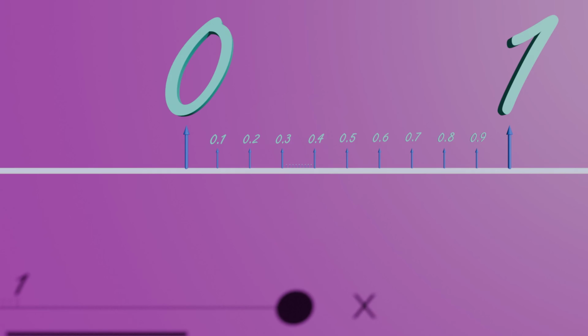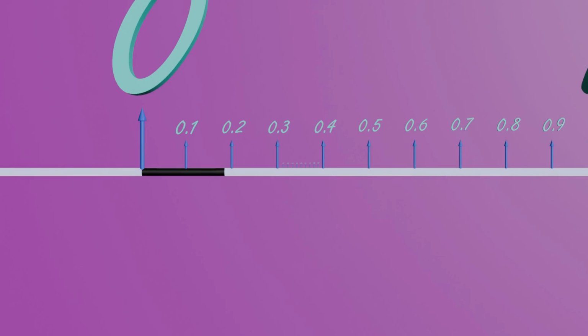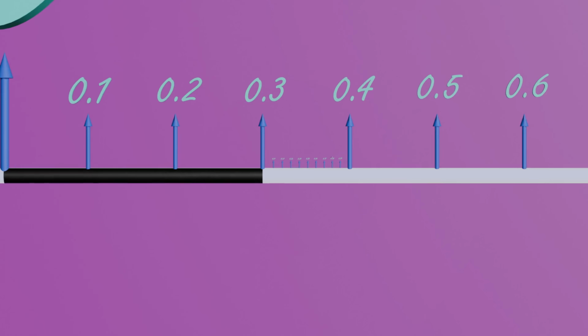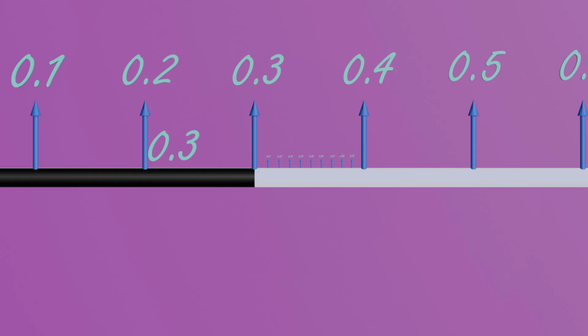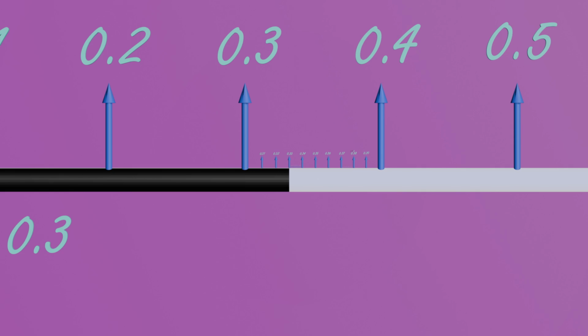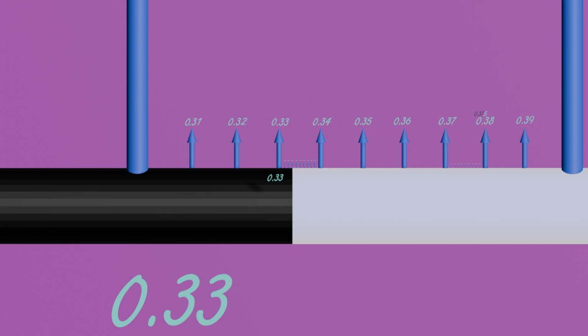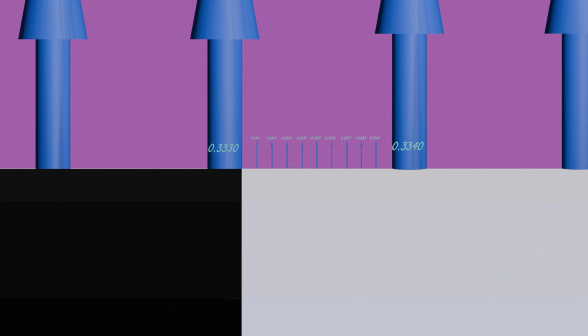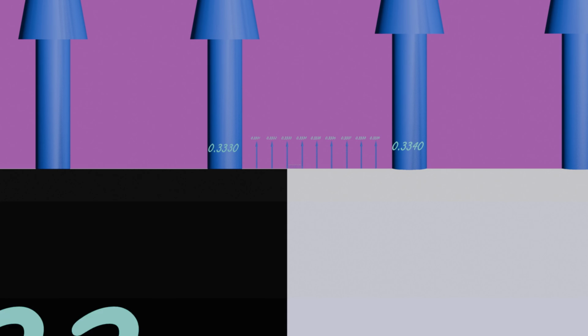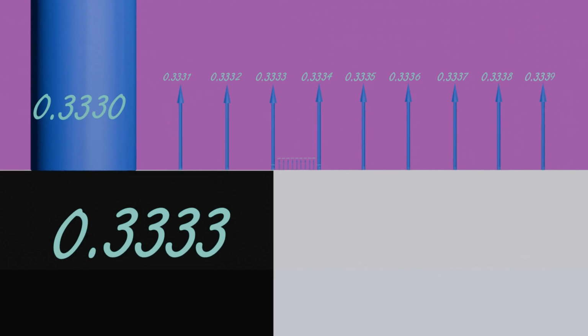Let's see how a stick of length 0.33333 would look. Let's assume this black stick has that length. If the stick was 0.3 unit, it would look something like this. But it is more than that length, so it will increase a little bit. As we keep adding more threes after the decimal, the stick becomes slightly longer each time, and here we get 0.33333.